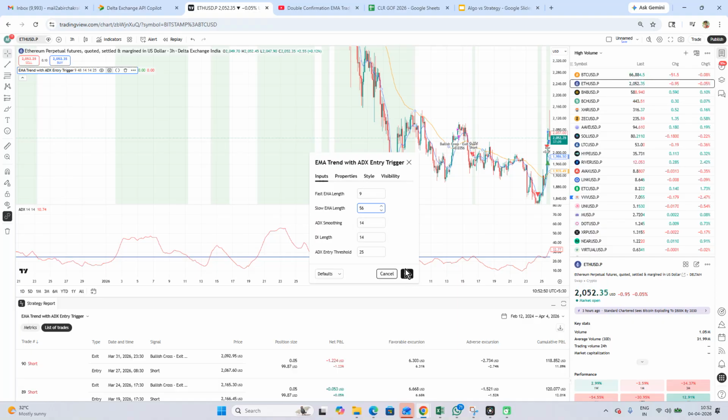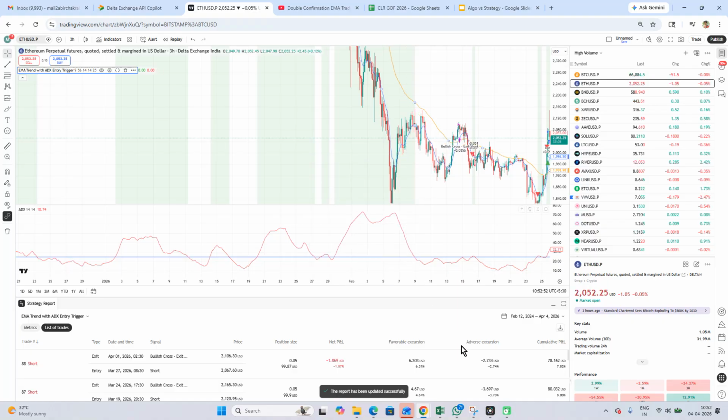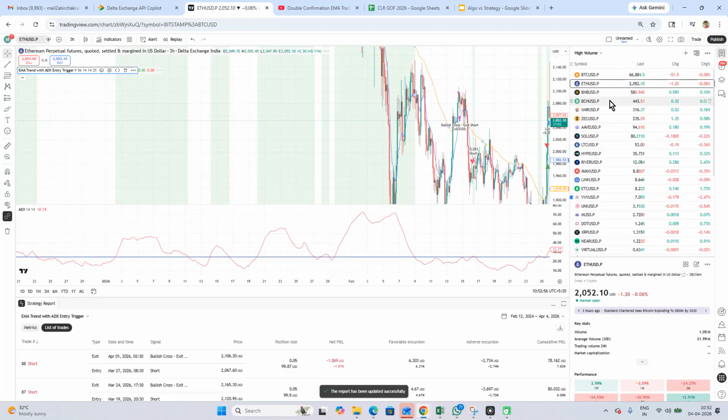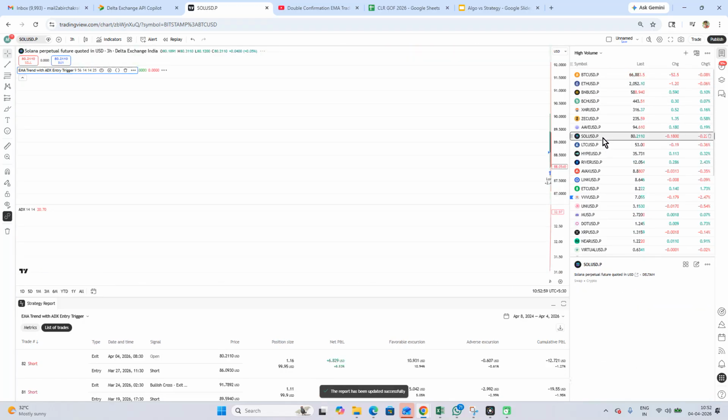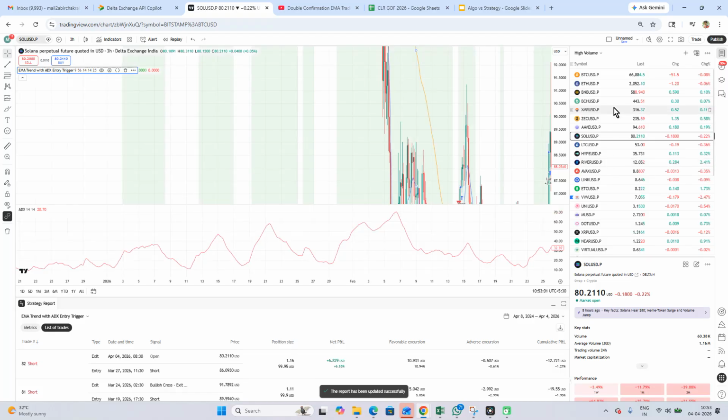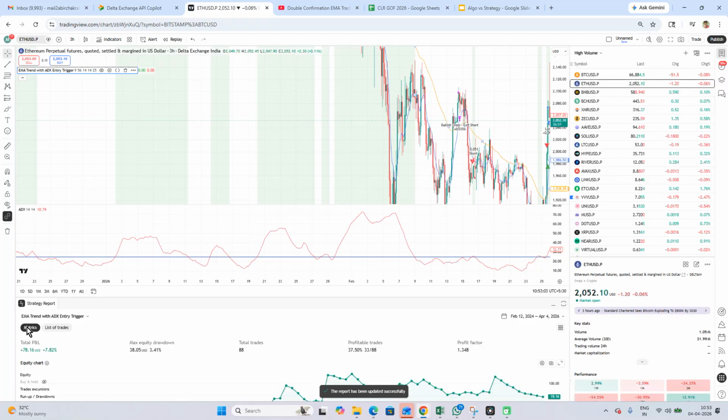And yeah, it is 78 on Ethereum. Bitcoin, it is still negative. Let's try for Solana. Solana, it is still negative. So yeah, though it is somewhat better, but yeah, not a very logical one.